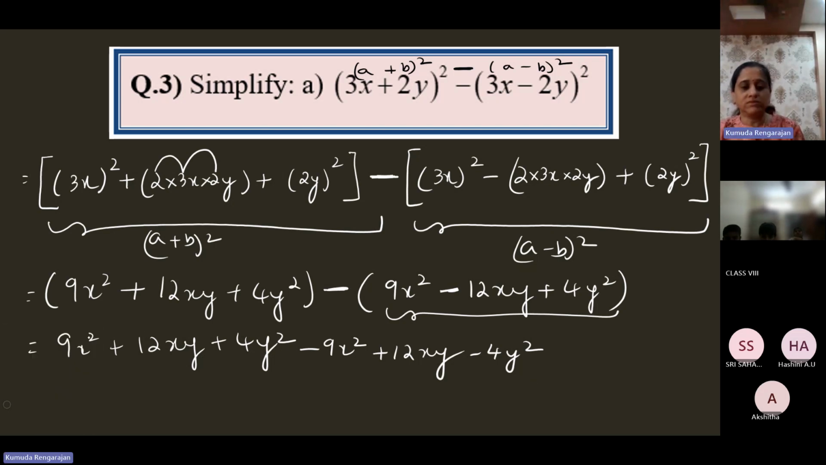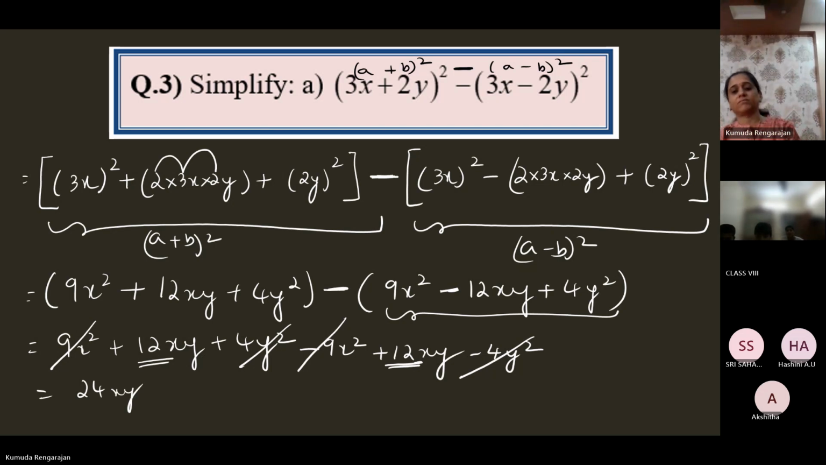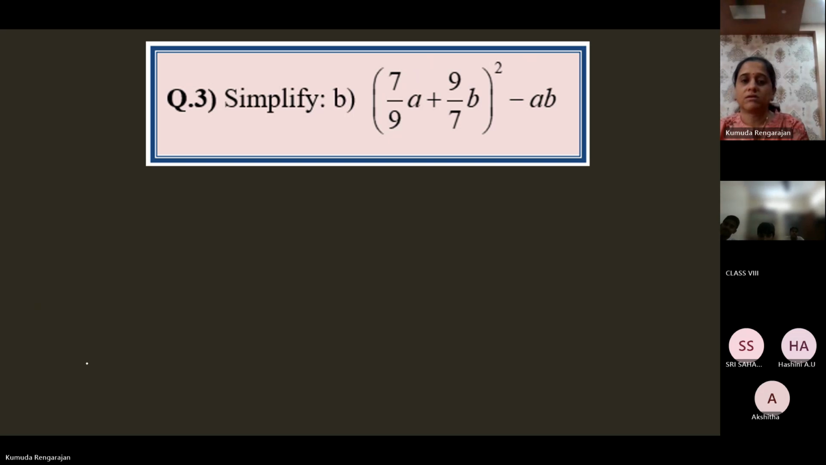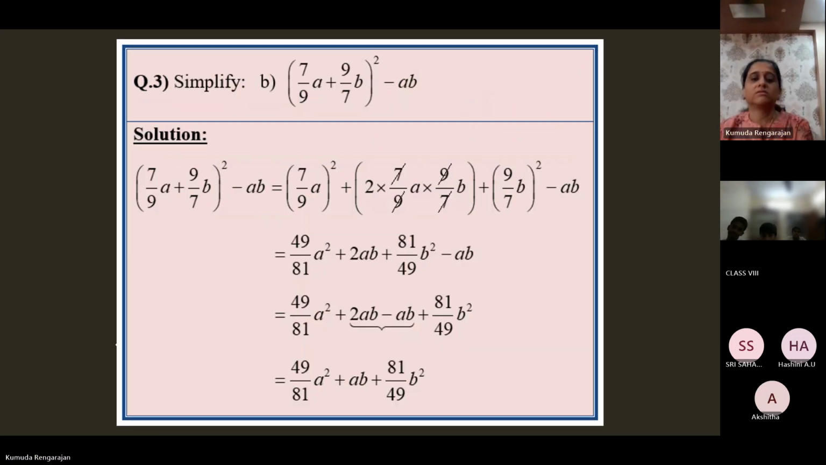Now, see if you can cancel. 9x squared minus 9x squared, plus 4y squared minus 4y squared cancel. So the answer is 12xy plus 12xy, which is 24xy. It's just expanding.